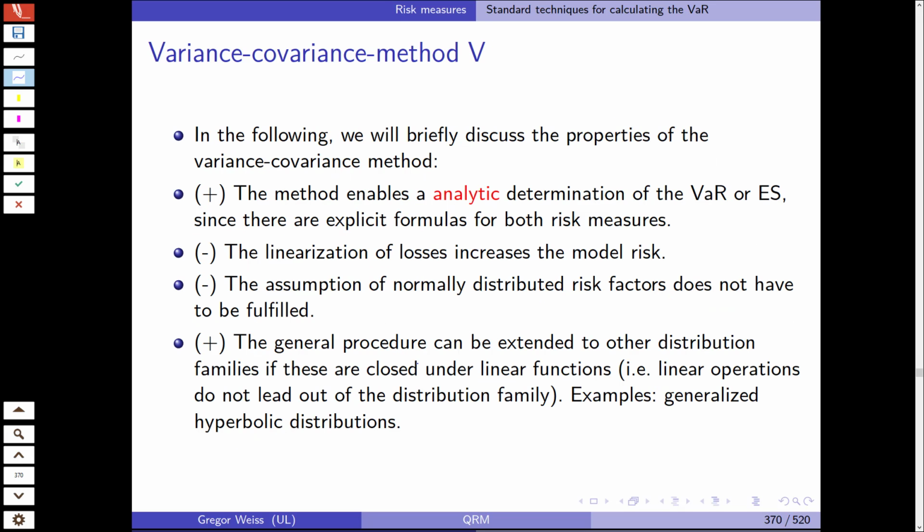So the pro is, it's very simple. It allows for an analytic determination of the VAR or ES. Problem, linearization, normal distribution. But you can also extend it to other distribution families if it stays the same under a linear function. For example, a t-distribution, that could also work. Yeah?